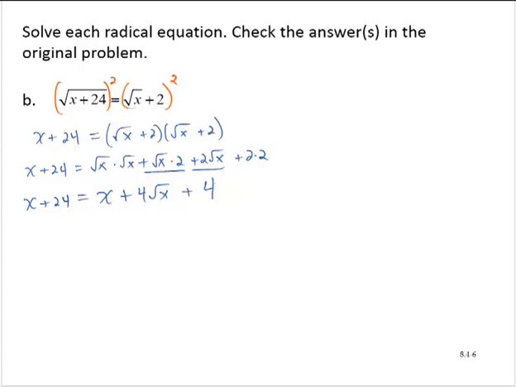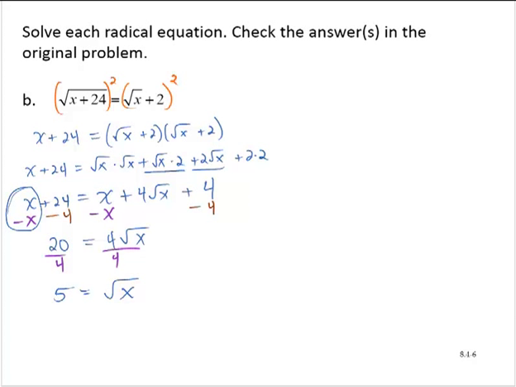I'm going to isolate that radical and square both sides. So to isolate the radical, I'm going to subtract x from both sides, and I'm going to subtract 4 from both sides. So let's see, that would give me then that 20 is equal to 4 times the square root of x. Notice on the left-hand side that x minus x is 0. I still have a little bit of work to do to isolate the radical. I'll divide through by 4. And that yields that 5 is equal to the square root of x.